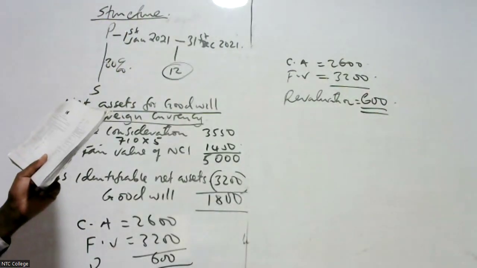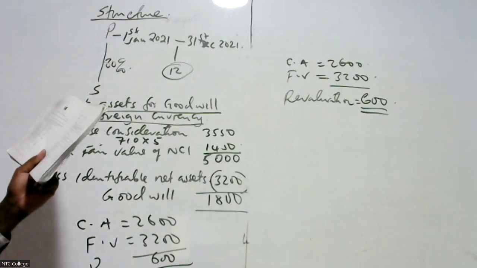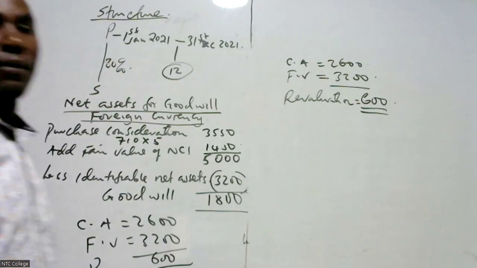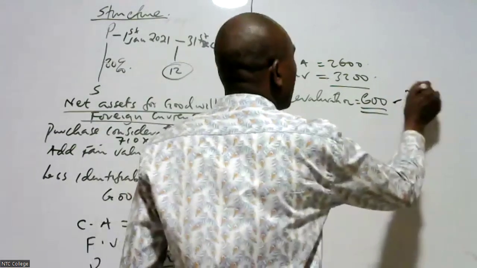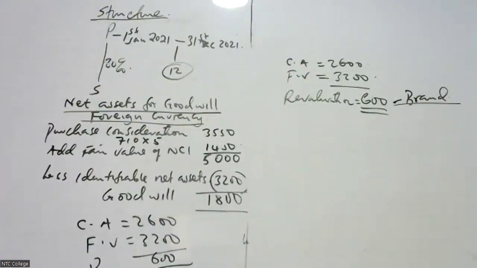In note number 2, the excess in fair value over the carrying value was due to an unrecognized brand. Therefore, we shall recognize the unrecognized brand in the balance sheet.